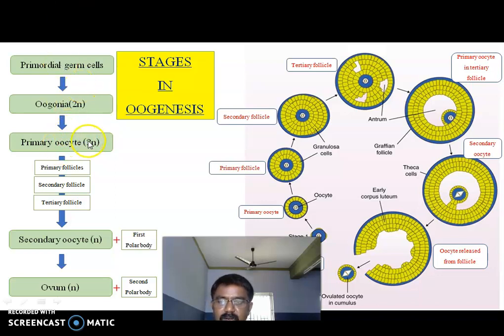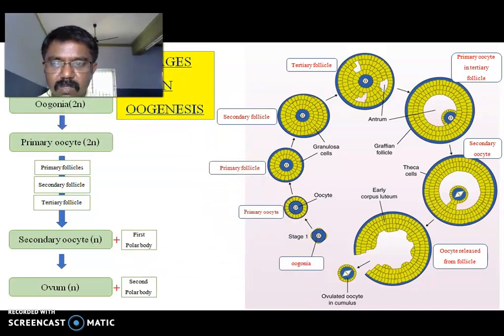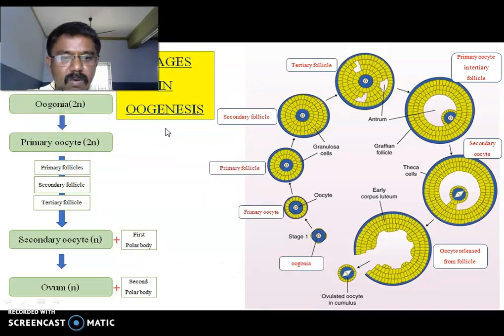The oocytes have a diploid number of chromosomes. After that, the primary oocytes convert into primary follicles, then secondary follicles, next tertiary follicles. Secondary oocytes contain n number of chromosomes, and the ovum contains n number of chromosomes, right? How is the ovum formed?